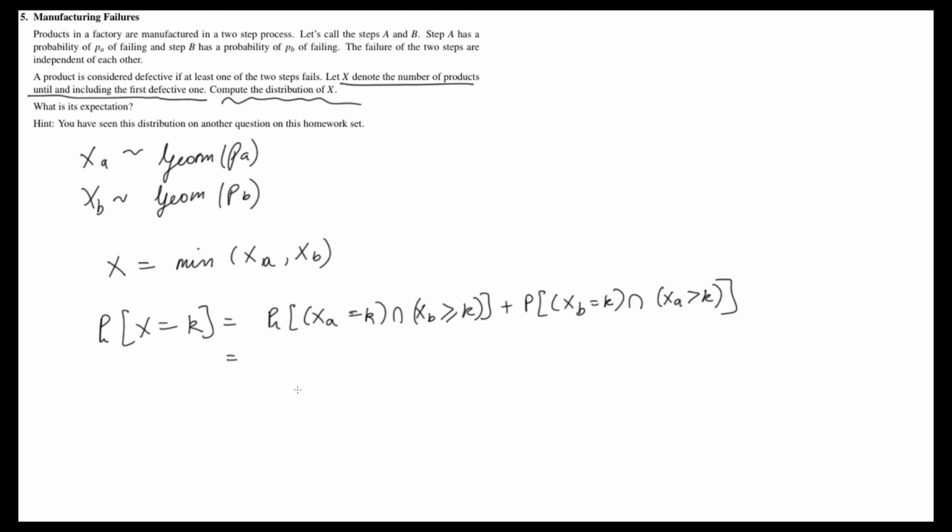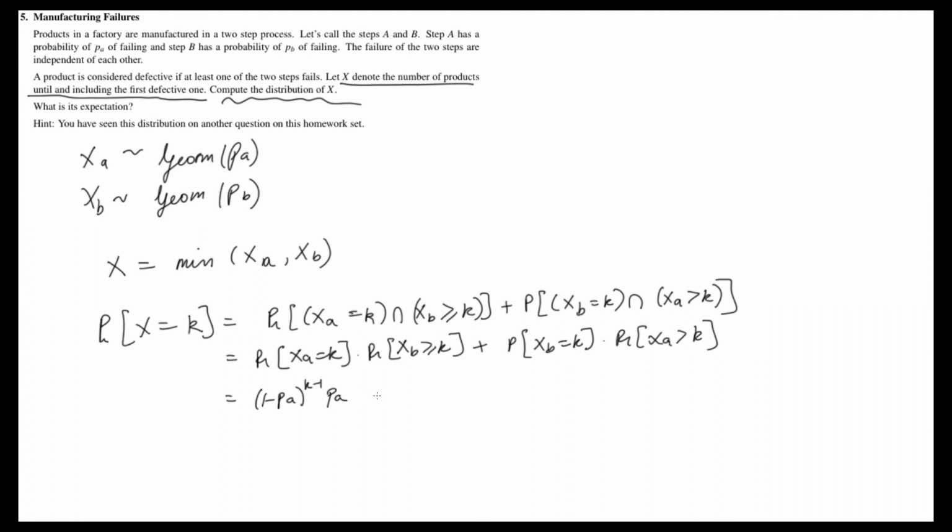And since you know that XA and XB are independent, this is equal to probability of XA equal to K times probability of XB greater than or equal to K, plus probability of XB equal to K times probability of XA greater than K. Nope, sorry, this is not greater than or equal to, it's just strictly greater than K. So what is the probability of XA is equal to K? So this is 1 minus PA to the K minus 1 times PA, right?